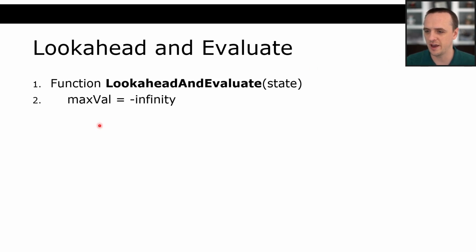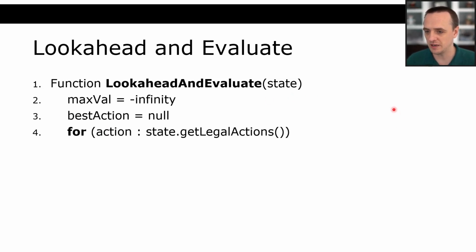So in order to do that, I'm going to record my current maximum value. And you typically do that by setting that equal to like minus infinity, right? And so I'm going to be taking the best thing, the highest valued thing that I find. Then I'm going to record the best action that I found at some point. So here's the main loop.